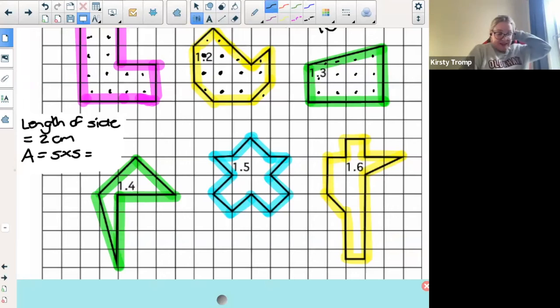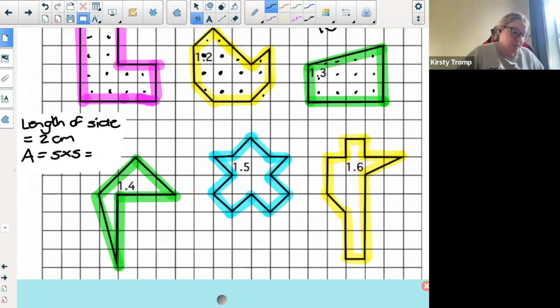Right, let's go calculate the area. If the length of one of the sides was 2 centimeters, and area equals side times side, what's the area of the block? Ma'am, I got 2, 4, 6, 8, 10 centimeters. Okay, so you went and calculated it straight away.